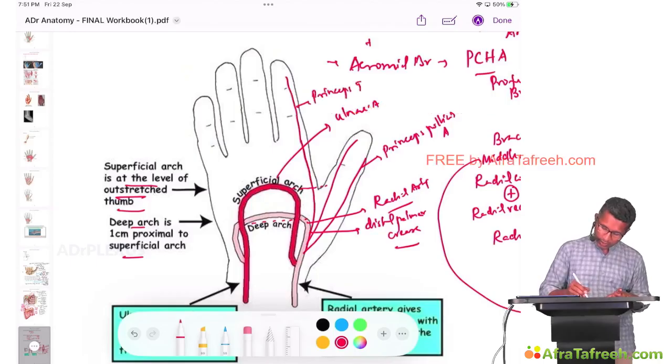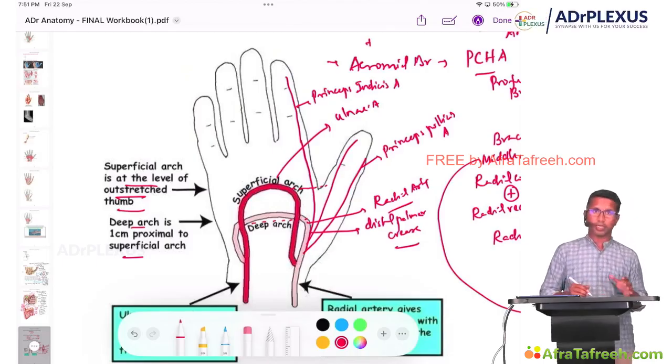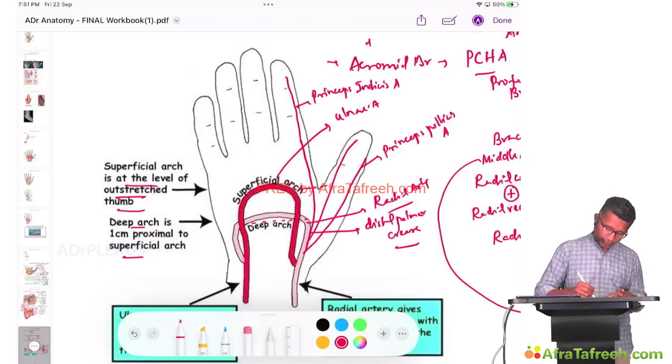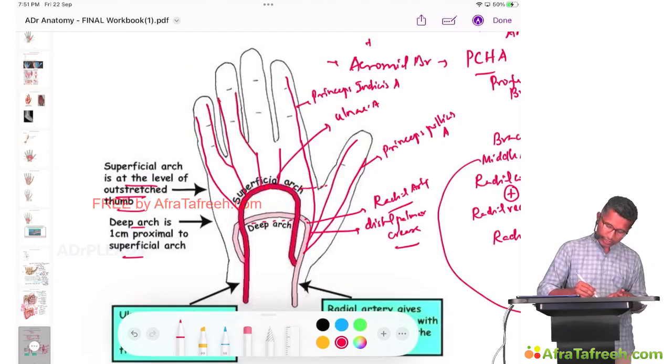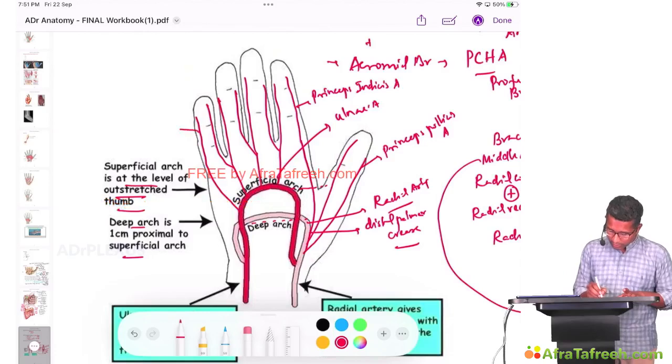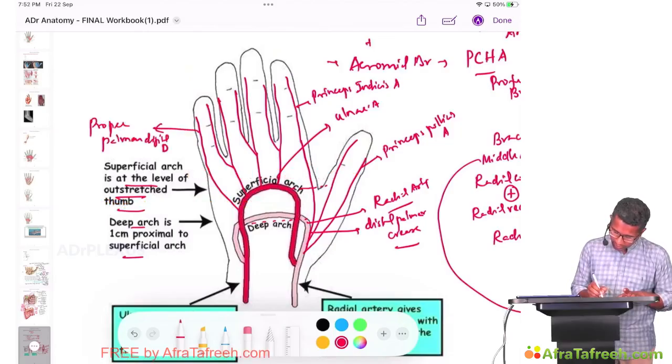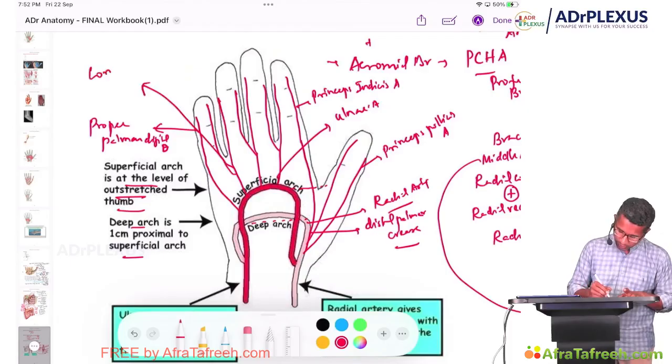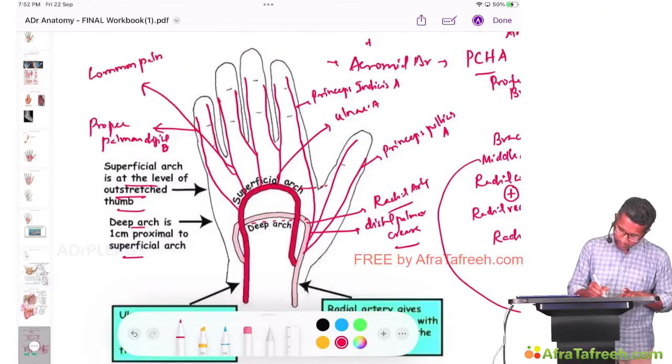This is called the princeps indicis artery. Now from the superficial palmar arch you get a proper palmar digital artery, and you get three common palmar digital arteries. These three common palmar digital arteries supply the adjacent sides of the fingers like this. So what are these arteries? This is called the proper palmar digital artery. And what are these three arteries? These three arteries are called the common palmar digital arteries.